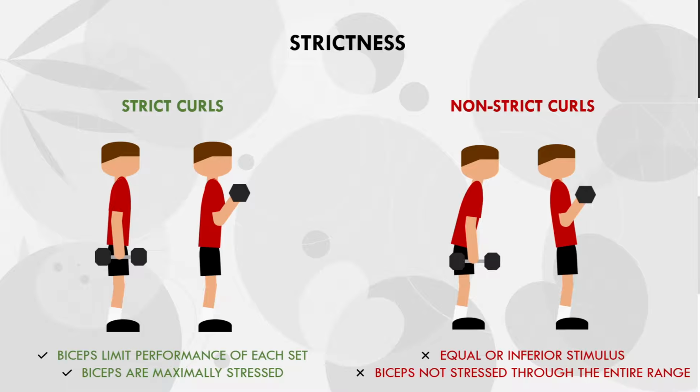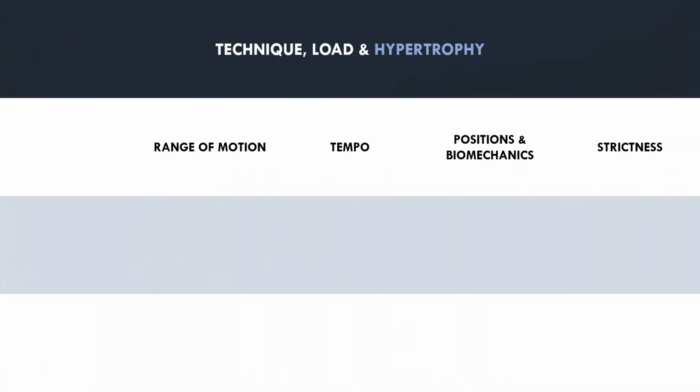So overall, it seems that training with a full range of motion, a controlled eccentric tempo, lifting in a way that maximally stresses the target muscle, and using strict form seems to result in an equal or superior hypertrophy stimulus.